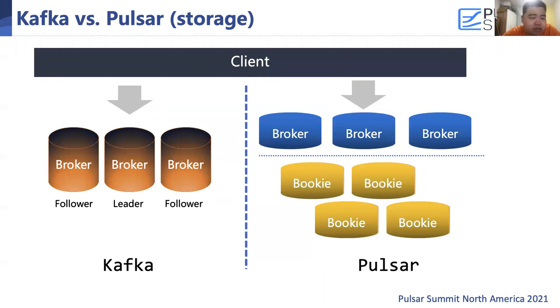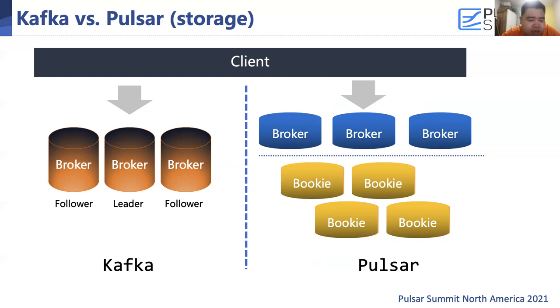Then let's see the difference. Since this is the talk for KOP, I will not talk too much about the difference. But the core difference is the storage. Kafka's broker receives messages from the client and writes the messages to the local disk page cache. But Pulsar is different. Pulsar has an extra storage layer named BookKeeper. Each node is called a bookie. The broker receives messages from the client and then sends messages to bookies.